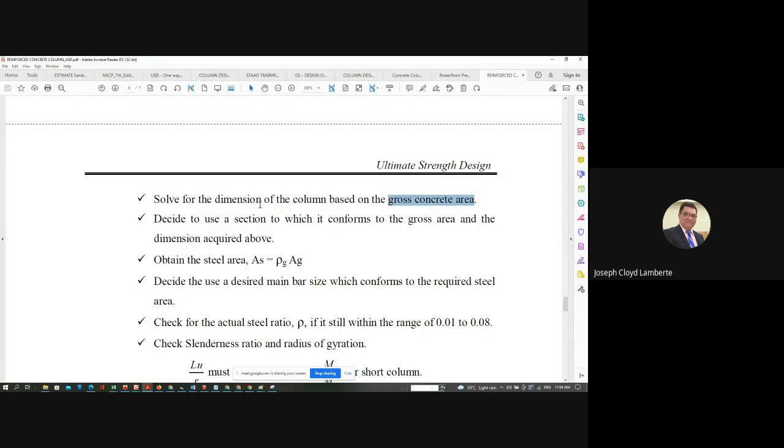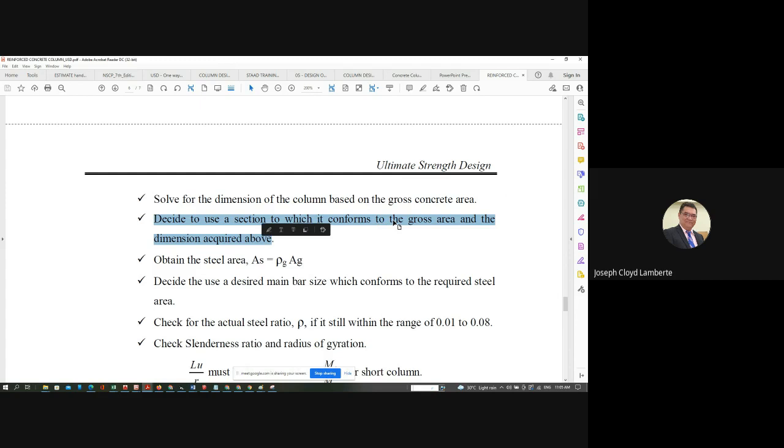Next, once you have designed the column dimension, you round it off. Decide to use a section that conforms to the gross area. So, meaning, you get the dimension. For example, 333 by 333 if square, you round it to something like 350. That is the meaning of the round off.